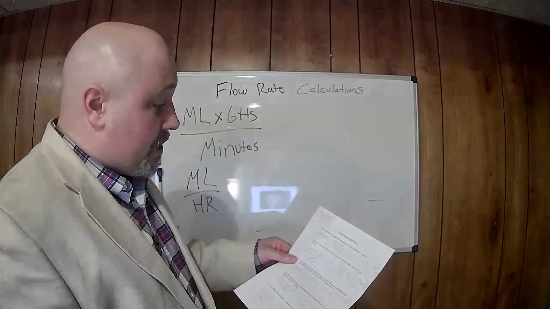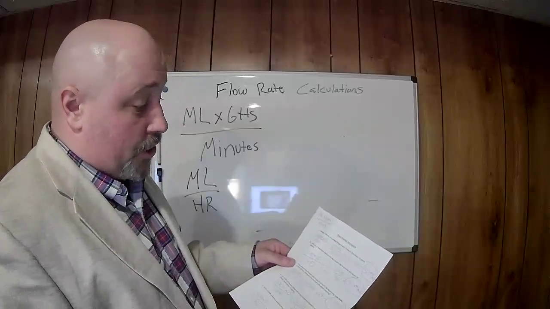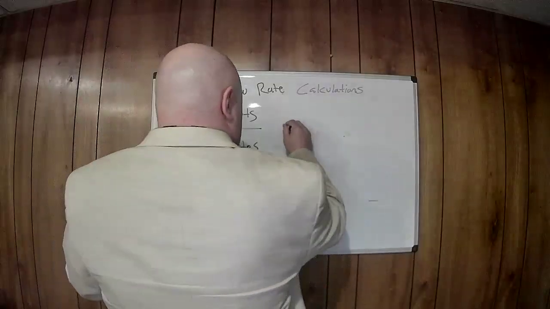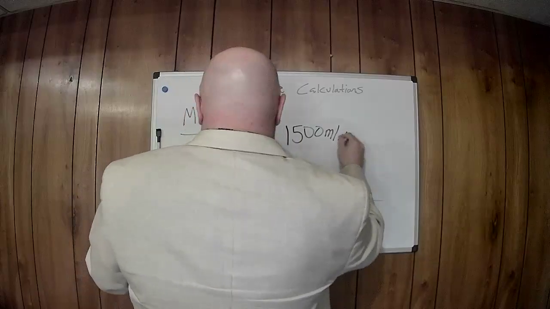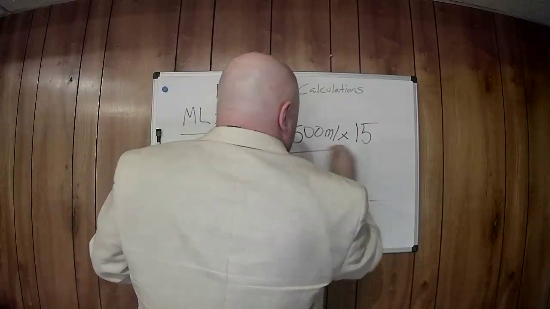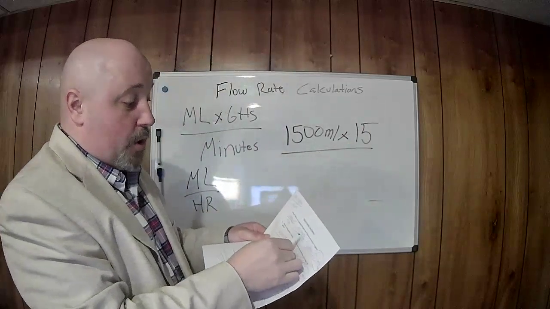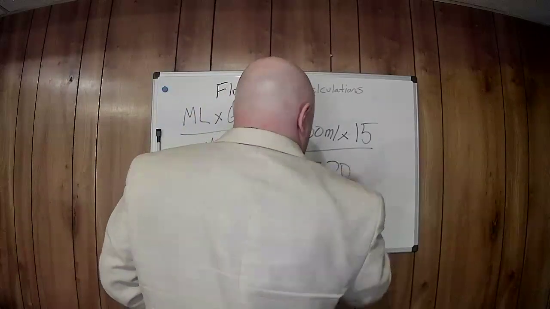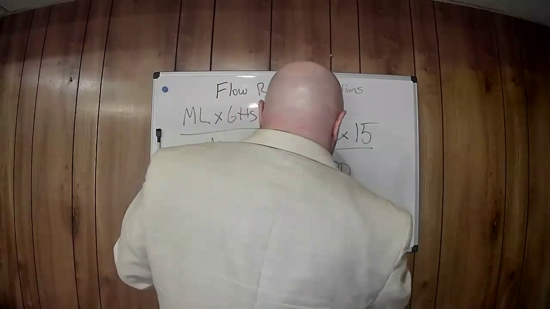We're infusing 1,500 milliliters of lactated ringers over 12 hours with a drip factor of 15 drops per milliliter. So 1,500 milliliters times a drip factor of 15. And then we're going to divide that by not 12 hours. That's going to be 12 hours times 60 to give us 720 minutes. And this will equal 31 drops per minute.